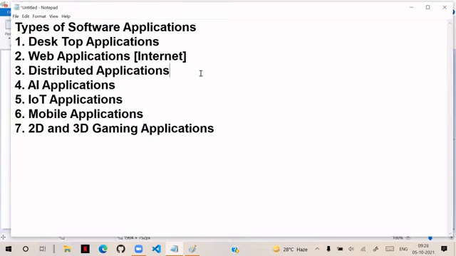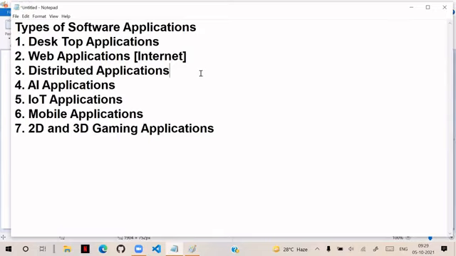Mobile applications, as I told you, are mobile native applications like calendar, calculator and all. And 2D, 3D gaming applications means the applications that work on game consoles, like Xbox. You go to the multiplex, you will see game devices. People sit on a bike, they can drive the bike, that shows on the screen. All these come under the category of 2D and 3D gaming applications. So software applications are classified into so many types.